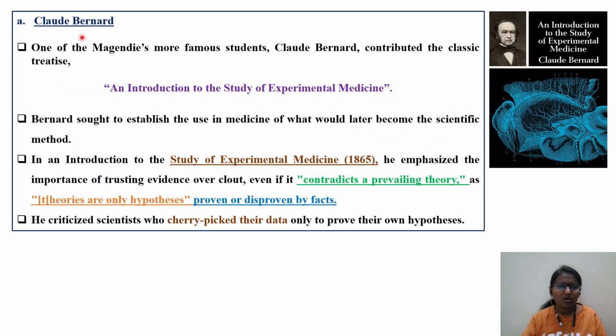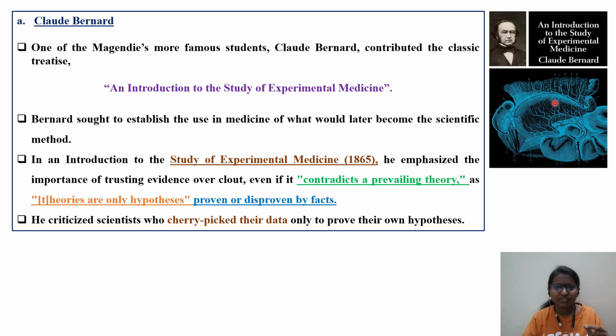Option A was about Claude Bernard. He is another scientist. The main important thing is that he was a former student of this particular person, Magendie. The important work is An Introduction to the Study of Experimental Medicine, the use of medicine that would later become the scientific method. So the main important thing is that experiment is important: the study of experimental medicine.